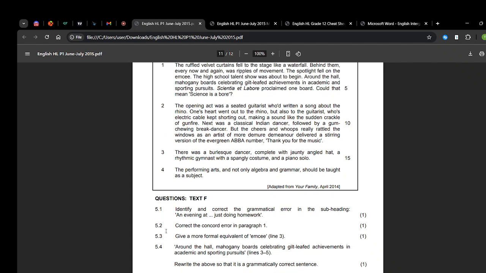Okay, 5.3. Give a more formal equivalent of MC, line 3. Formal equivalent, I think they're just trying to ask for a synonym. They should have just said synonym. But if you see this in your exam in November, October, and they say formal equivalent, please take note. It's basically just synonym. So what is a synonym of an MC? I think I gave the answer away when someone asked me what an MC is. Any synonyms for MC, guys? Can I say director? Yeah, director is one of them. I'm sure there are more. Anyone who wants to give us more?